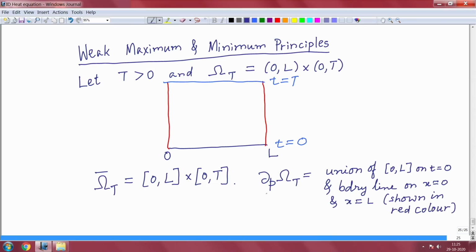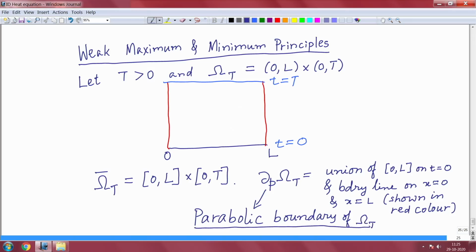So, this has a name. We are omitting one part of the boundary of omega T, namely the line t equal to T. So, this is referred to as the parabolic boundary of omega T. So, it is its boundary minus that one line segment on t equal to T.